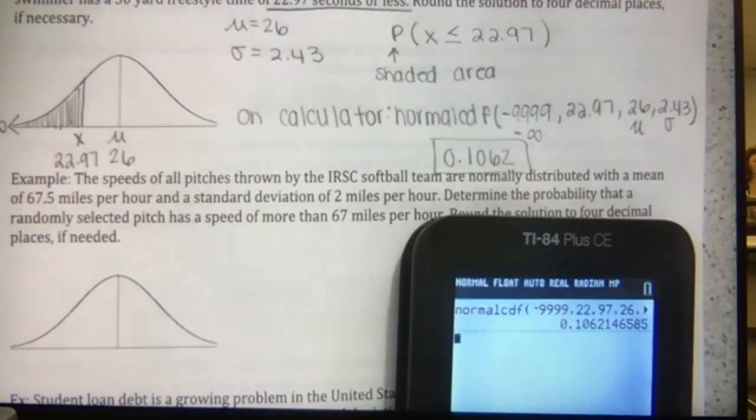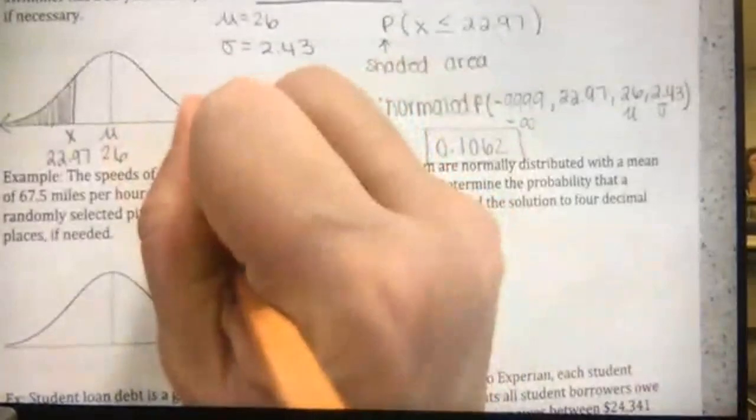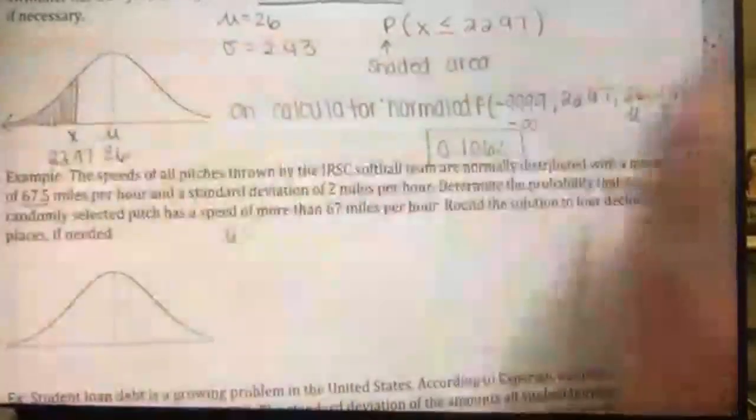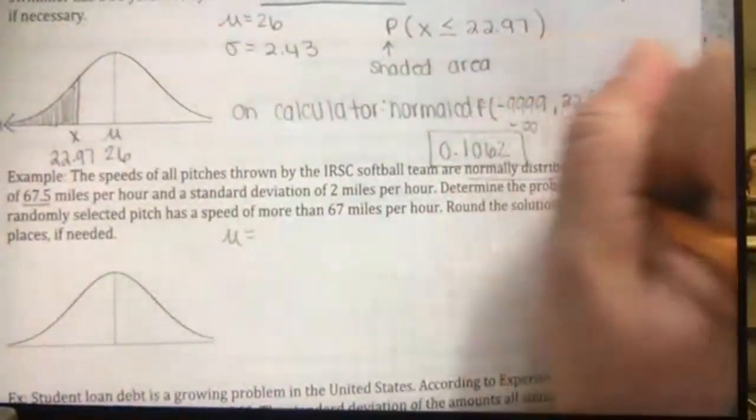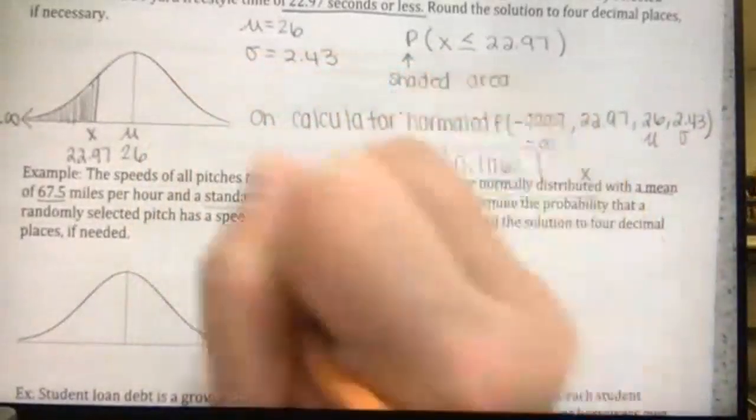The speeds of all pitches thrown by the IRSC softball team are normally distributed with a mean of 67.5 miles per hour. Note it says normally distributed, so we know we're dealing with X's. So our mu is 67.5, and our standard deviation is 2 miles.